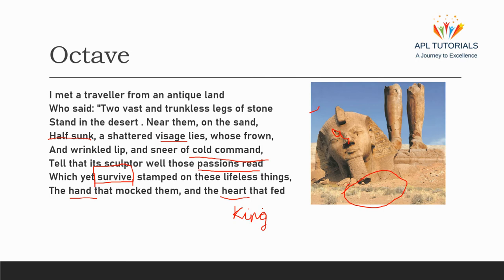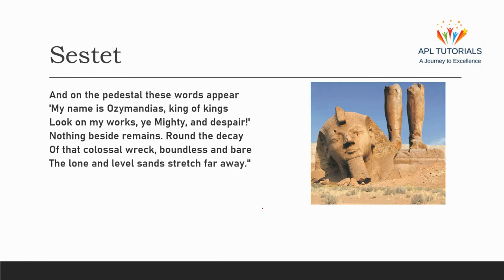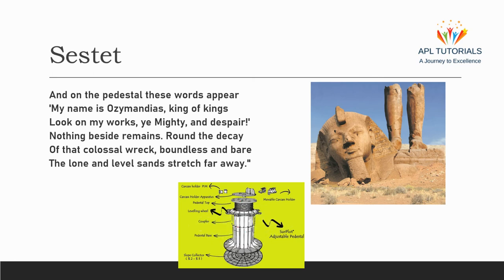Okay, now let's move to the sestet. And on the pedestal, these words appear. And on the pedestal means, see, here in the picture, pedestal, base. Can you see? On this thing, something was written. What was it? My name is Ozymandias, King of Kings. Look on my work, ye mighty, and despair. Nothing beside remains. Now here it's a name of a king, Ozymandias, and he says that I am the King of Kings. Look on my work.